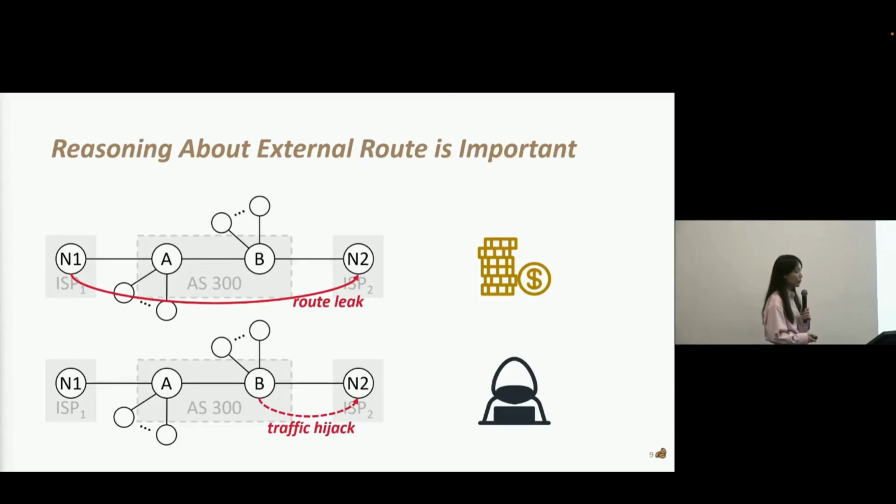Reasoning about external routes is important because they may cause multiple issues. For example, if a network leaks routes from one ISP to another, it is at risk of being a free transit between those two ISPs. For another example, if the traffic of an AS is hijacked by another network, then its private data is at risk.